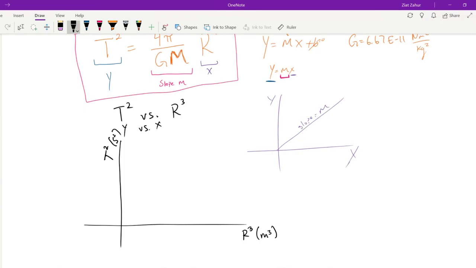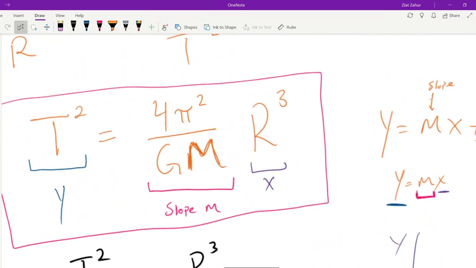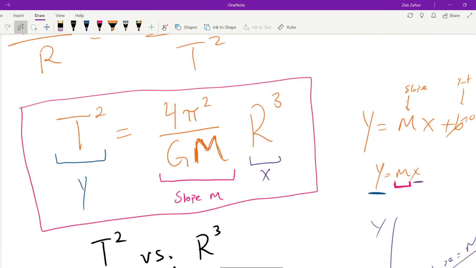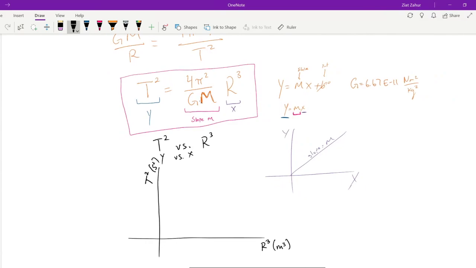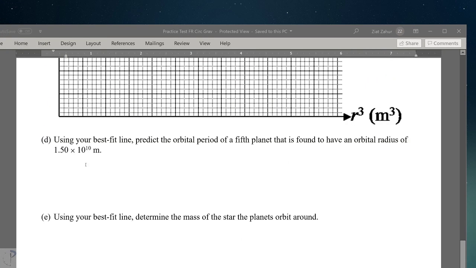Okay, so when you have this equation, you have to use SI units. Capital G is in Newton meter squared over kilogram squared. M, which is the mass of the sun, is in kilograms. Okay, so you take your data, you start plotting it, so you should get a line. We're starting from 0, 0. So, boom. So you get some sort of line.